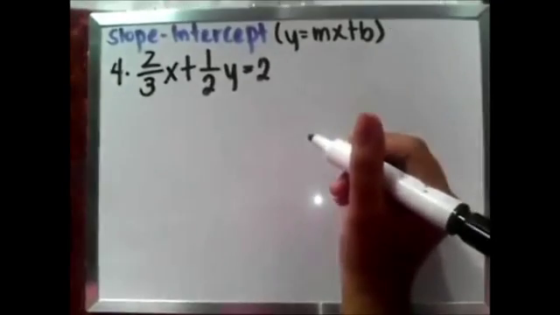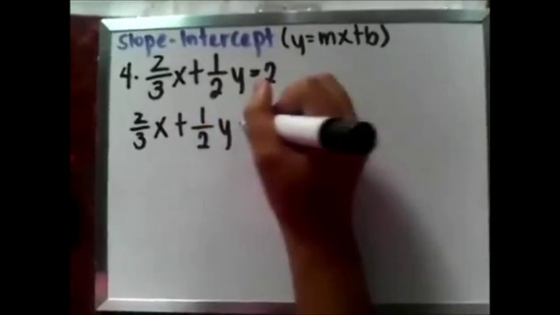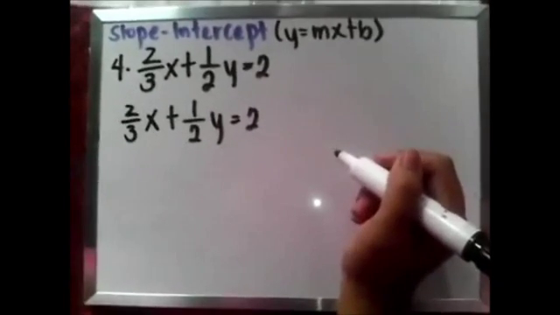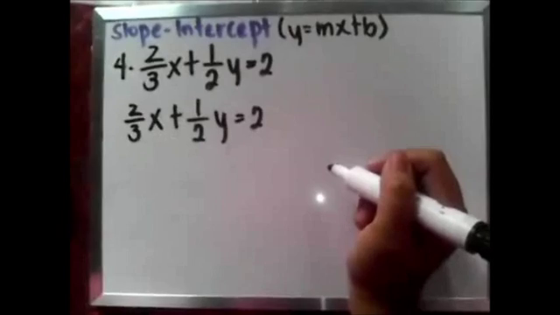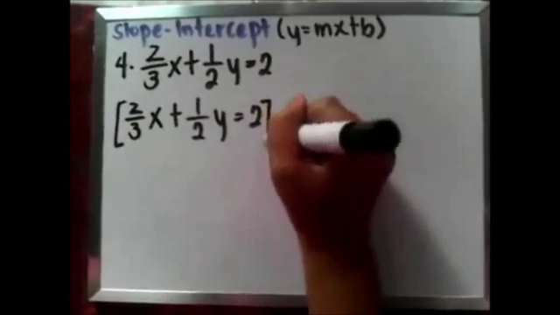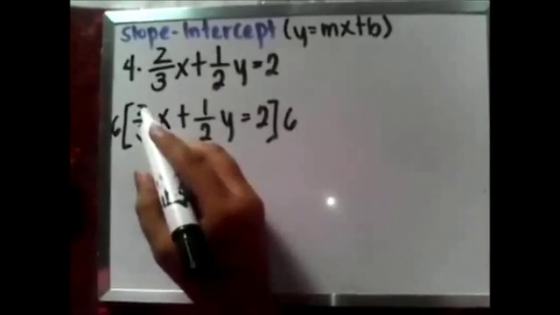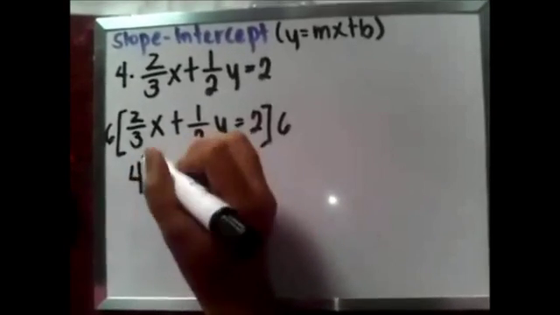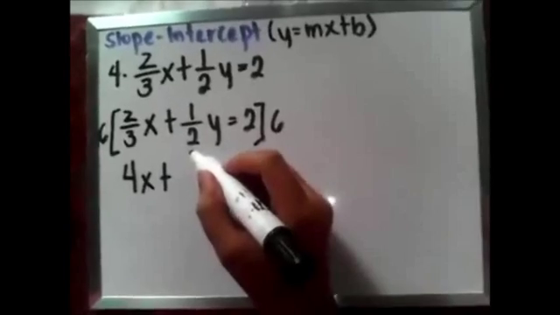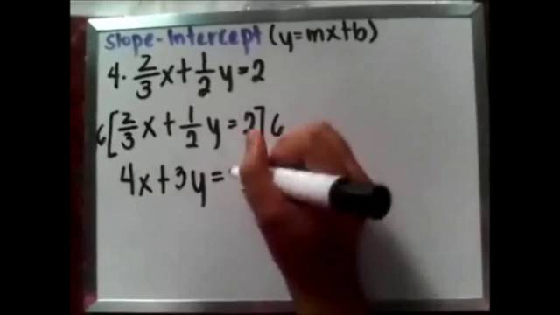So let's bring down first the given. 2 over 3x plus 1 over 2y is equals to 2. If you observe, the denominators of the fractions are different. So we need to get their LCD first. So the LCD of 3 and 2 is 6. So we need to multiply both sides by 6. So 6 divided by 3 is 2 times 2 is 4. So it will be 4, then bring down x, plus 6 divided by 2 is 3 times 1 is 3, then bring down y. So equals to 2 times 6 is 12.